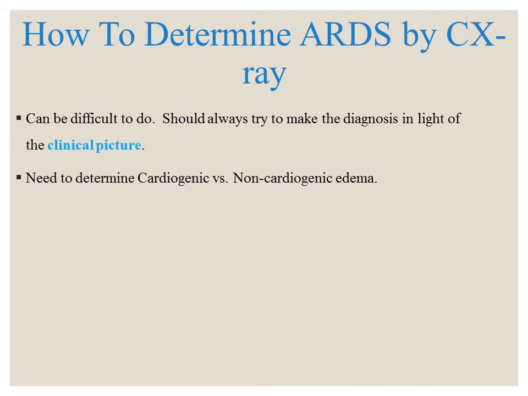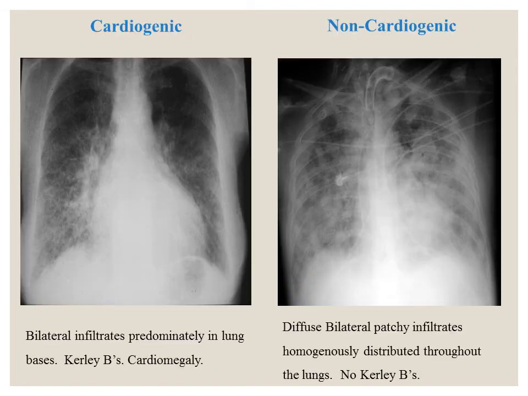So how to determine ARDS by chest x-ray? It can be difficult to do. You should always try to make the diagnosis in the light of the clinical picture. You should determine whether it is cardiogenic or non-cardiogenic edema. In cardiogenic pulmonary edema, there is more infiltration in the basal areas of the lung and the prominence of Kerley B lines due to dilated and engorged pulmonary capillaries, and there should be cardiomegaly. However, in the case of non-cardiogenic pulmonary edema, there should be no cardiomegaly and there are bilateral patchy infiltrates.